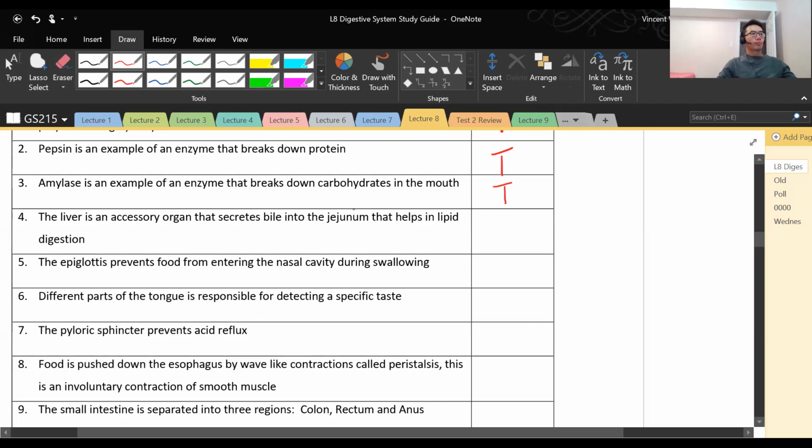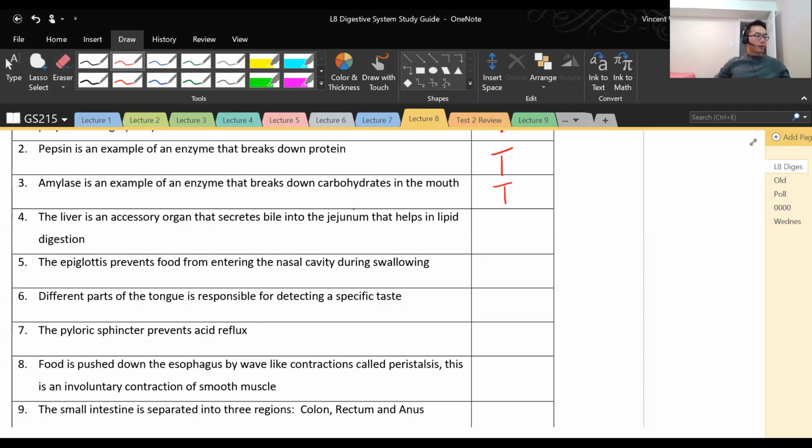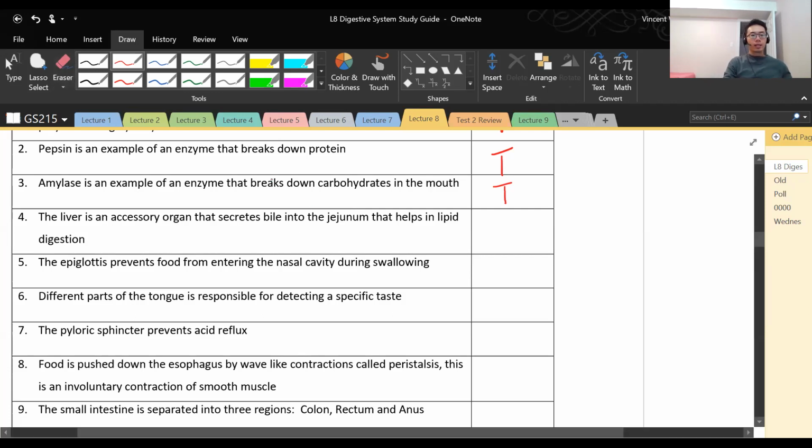True or false? You can just type the answer. And if it's false, what is the problem? Secretes into the duodenum. The duodenum, that's right. So actually the liver is an accessory organ that secretes bile into the gallbladder, right? The gallbladder would then secrete it into the duodenum, right? Unless you don't have a gallbladder, then the liver will secrete it directly into the duodenum. You know, you will store it in the gallbladder first.